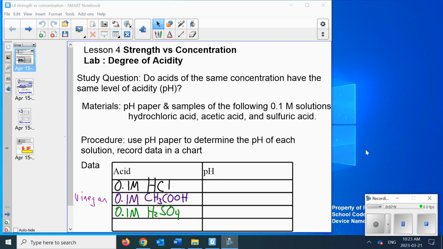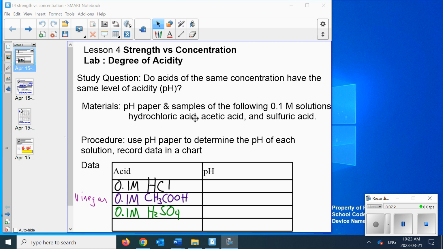We're going to have a special pH paper that doesn't just tell us, like litmus paper, acid or base. It's going to tell us the pH: 1, 2, 3, or 4 and so on. And every solution is 0.1 molar. What I do want you to copy out is this chart.